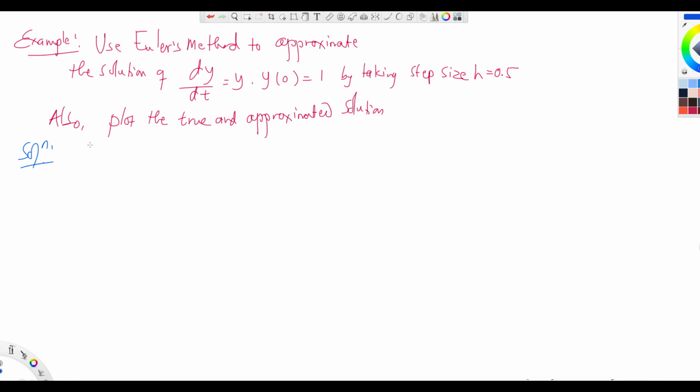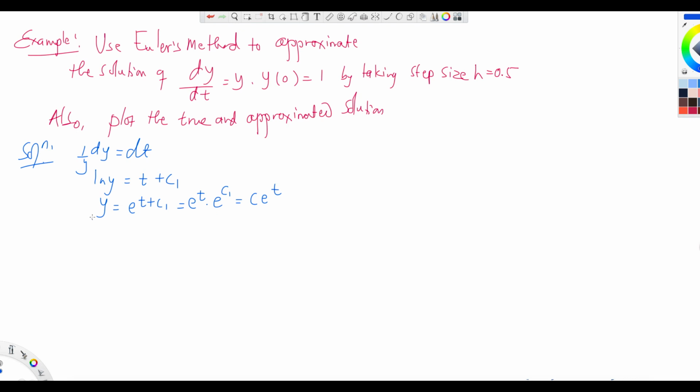What you do is you write 1 over y dy equals dt, right? Now integrate: natural log of y equals t plus c. So what is y? y is e to the t plus c. Let's call it c1, so that you can write e to the t times e to the c1. So it is c e to the t.